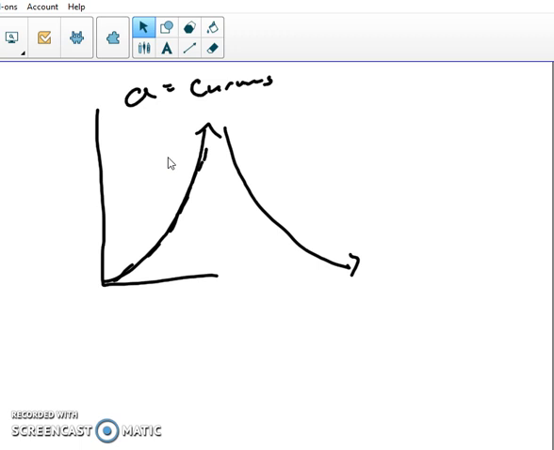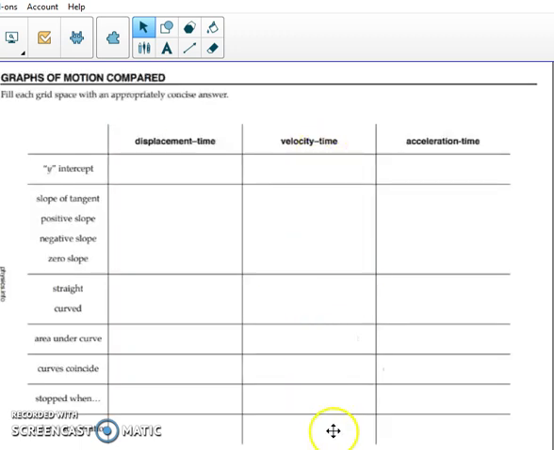The next video will be our velocity versus time graphs, and we will then go into velocity versus time graphs and our acceleration versus time graphs.